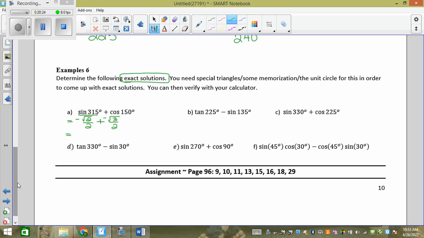Now we have a common denominator. So we just write it all over 2. So you have a common denominator, right over one denominator. And then we just write negative root 2 minus root 3, and we're done. They're not like radicals. I can't put them together. Correct?